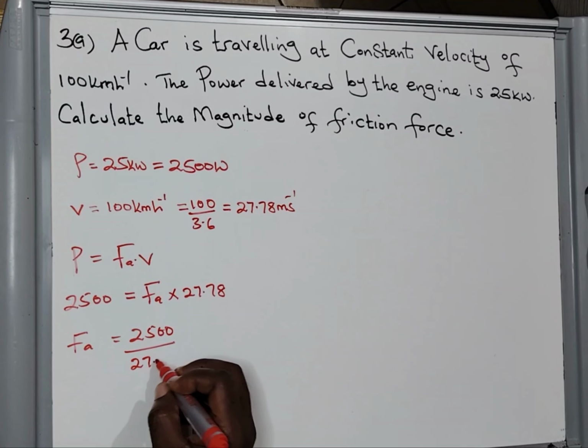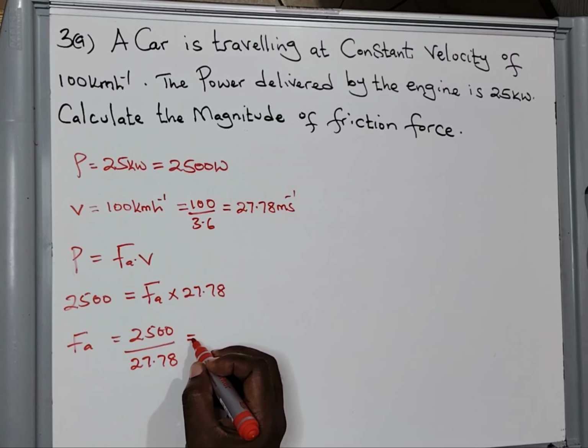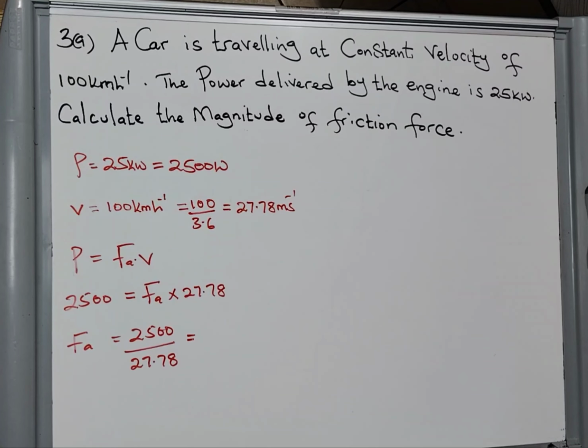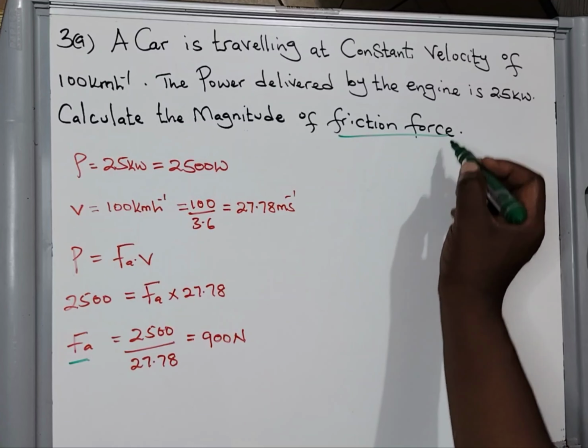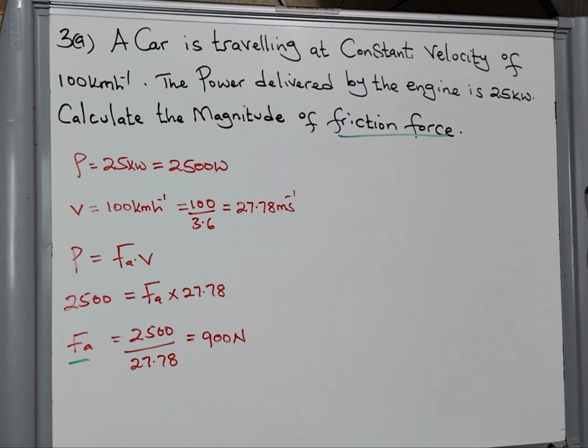So with this information, our applied force F_A is going to be 25,000 divided by 27.78. So our applied force is 900 newtons. But you have to remember that the question is not looking for applied force. It is looking for friction force. So what do we do to get our friction force?